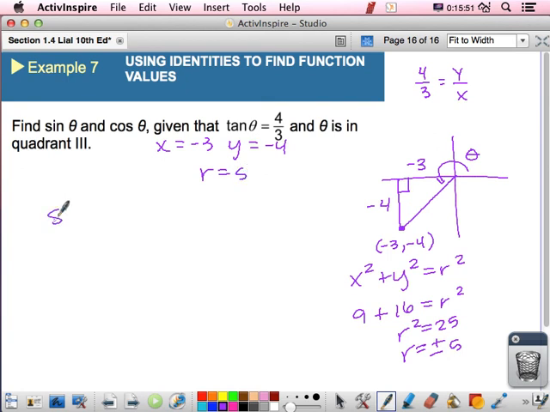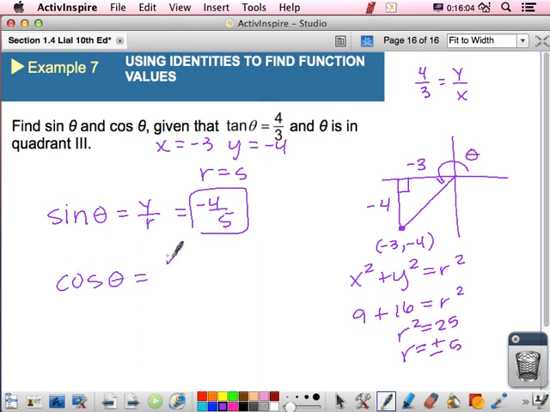So that means that sine of the angle must equal y divided by r, which is -4/5. And cosine of the angle, and those were the only two we were asked to find, x over r, which is -3/5. Is everybody cool up to there? Yep. I have one other question for you and then we'll be done. What would I have to get if I took sine squared plus cosine squared and added them together?